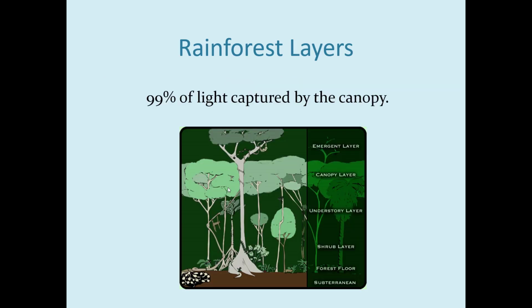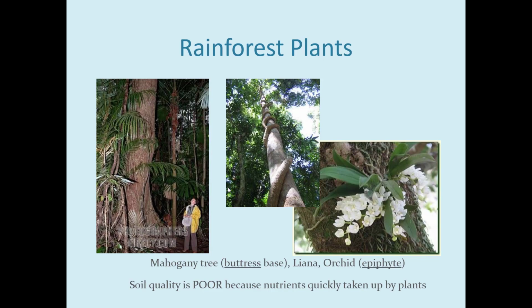You should know the different layers of the forest. These are different types of plants. Here you can see a mahogany tree. It kind of gets larger towards the base. That's called a buttress. Not something that you're necessarily going to be tested on, but I'm just throwing vocab at you just in case. This orchid is called an epiphyte. That is a plant that gets its nutrients out of the air as opposed to out of soil.